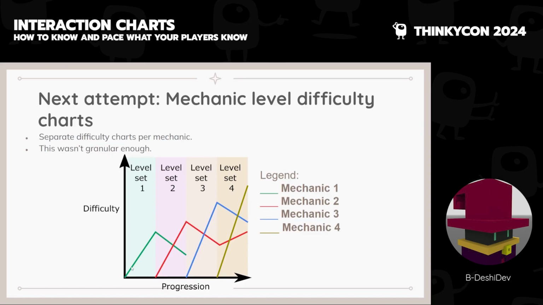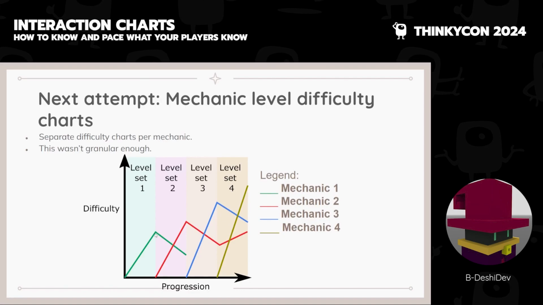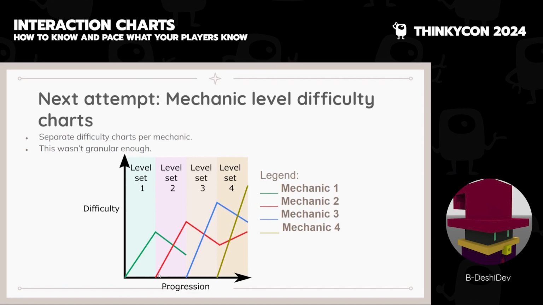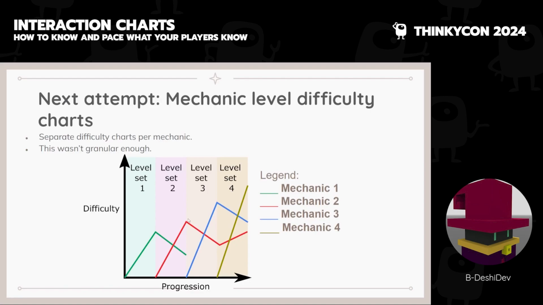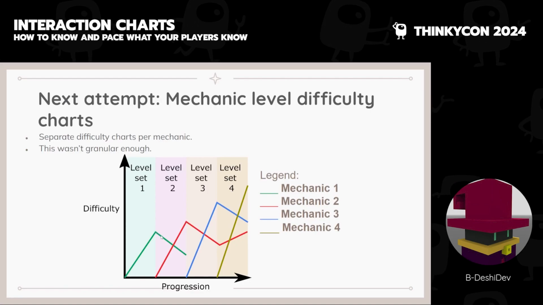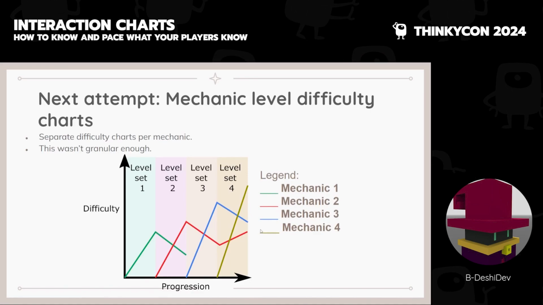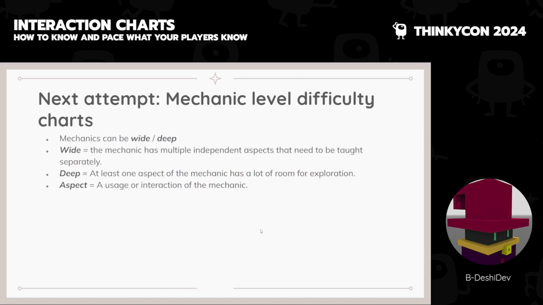For example, in the first level set, the green mechanic is introduced at lower difficulty and it peaks at the end. And in level set 2, the red mechanic is introduced at lower difficulty and it peaks, and the green mechanic is used as well. However, it is used at a different difficulty level from level set 1. However, this still had a problem. It wasn't granular enough for me.